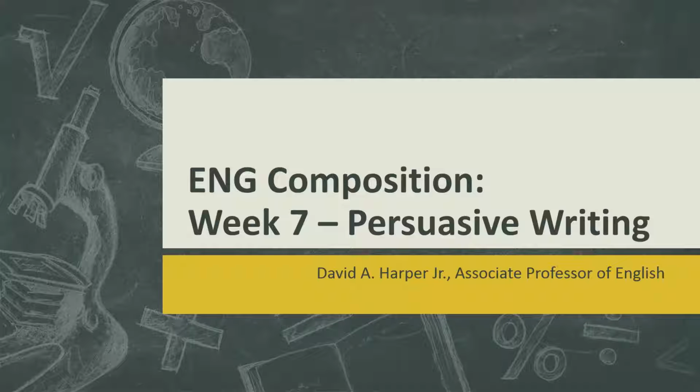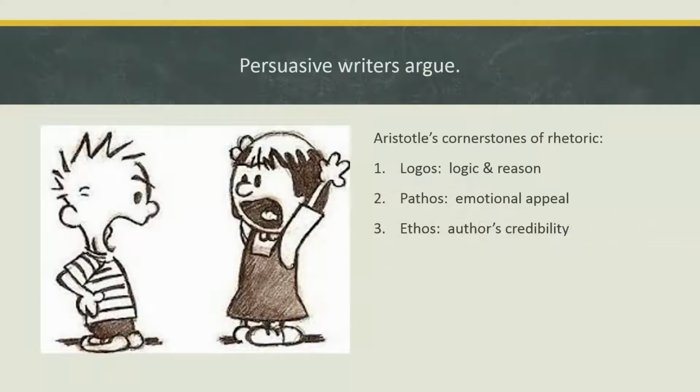Welcome to week 7 in the course, Persuasive Writing. This week we'll begin the culminating assignment, a 6-page persuasive research paper with a minimum of 5 credible academic quality sources. Persuasive writers argue. Now by argue, we don't mean to imply anger, as Calvin demonstrates here, but rather strategic communication for the purpose of convincing readers to think or act in a particular way.